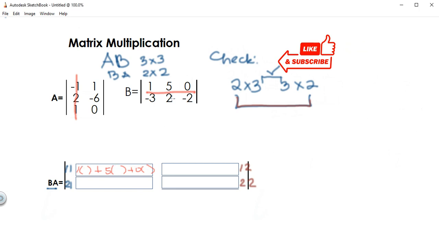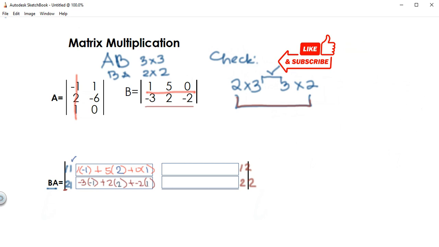Well, the 1, 5, 0 is the first row of the first matrix. You need to multiply it with the first column of the second one. So that's -1 here, and then you have a 2, and then you have a 1. Okay, now let's move on. The second one is second row. So this second row right here is -3 times something plus 2 times something plus -2 times something. What are those somethings? It says 2, 1, so that's the first column again. That's going to be -1, and then you have 2, and then you have 1.